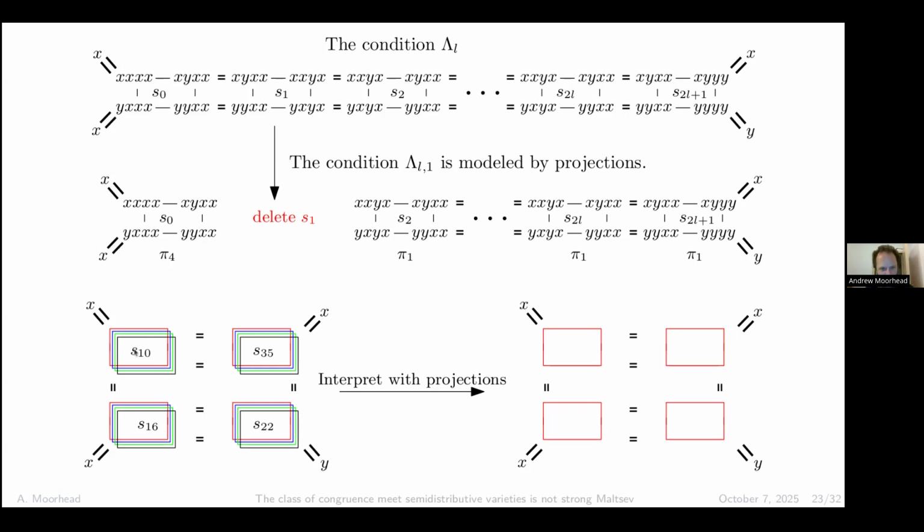Because N is 1, I can only use 4 basic term operations coming from lambda. I can only use 4 of these symbols. In particular, I'm not using S1. So if I had some nice lemma that said you don't need any of the identities involving S1 to deduce any of these equalities, then I could interpret this set of identities with projections. And when I apply that interpretation to these matrices, all of the operations are happening over here.